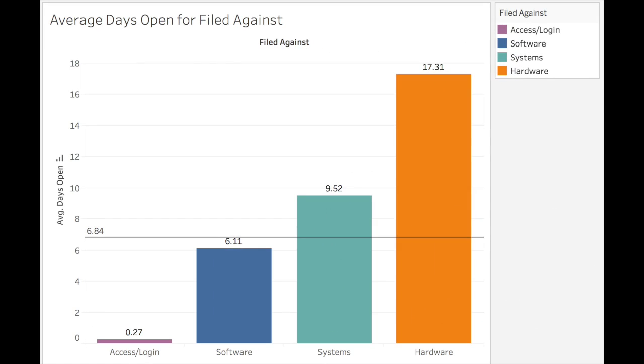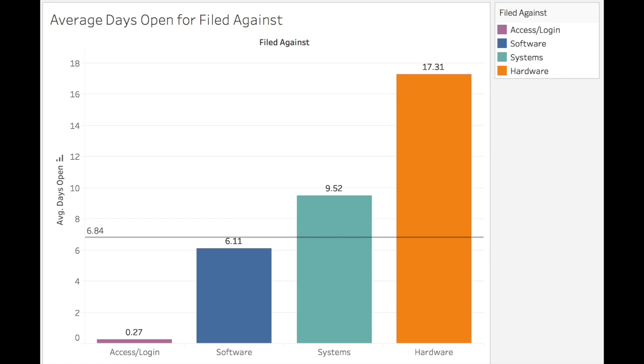Our first graph shows the average days open against the filed against category. So this shows access and systems, software, and hardware. Access and login has the lowest amount of days open with 0.27 days. Software has 6.11 days. Systems has 9.52 days, and hardware has 17.31 days. There's a trend line in the middle that shows the average of all 100,000 issues, which is 6.84 days.